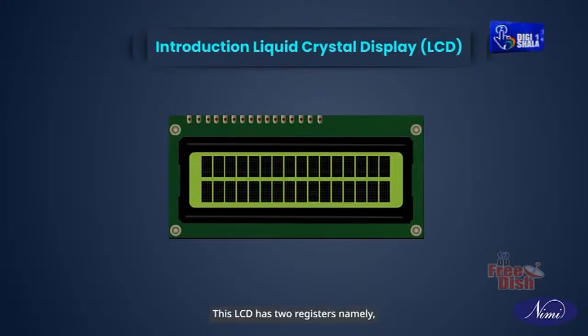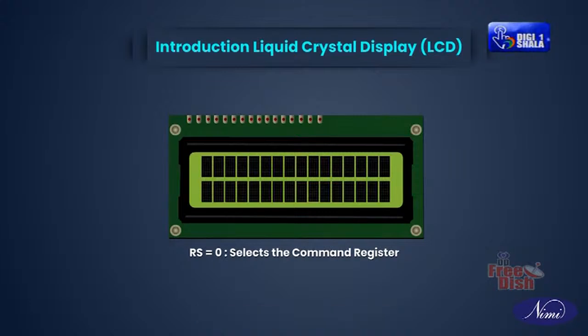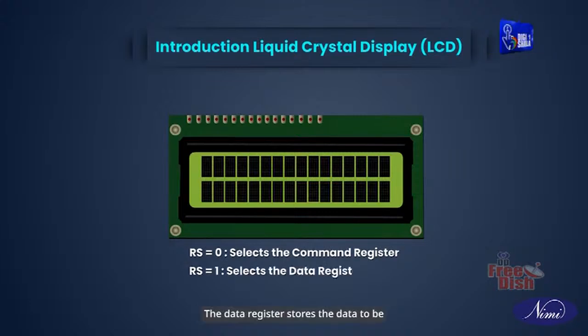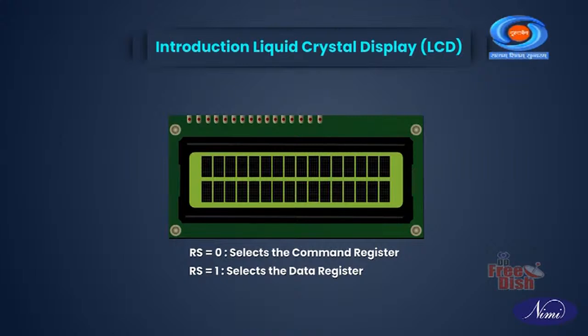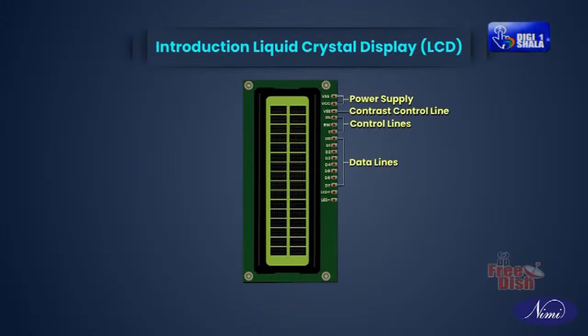This LCD has 2 registers, namely command and data. The command register stores the command instructions given to the LCD. The data register stores the data to be displayed on the LCD. Now let's look into the pins of the 16x2 LCD display. LCD has 16 pins in total. These pins include the data lines, control lines, power supply lines, and contrast control lines.